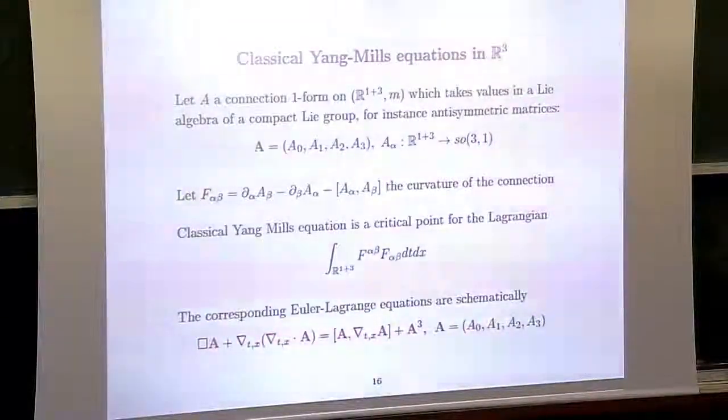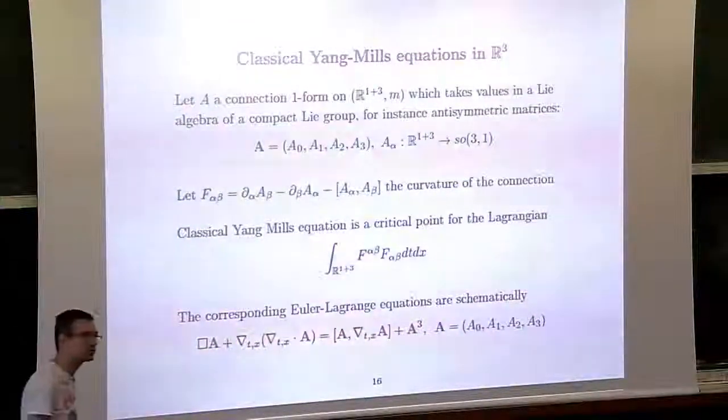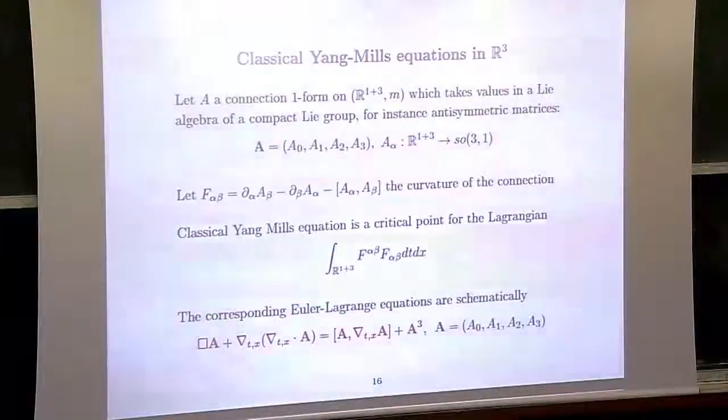Here, let me make several remarks about this equation. First of all, you have a nice wave equation. This gradient of the spacetime divergence is not so nice. We'll see that this is related to the gauge invariance of the equation, and that's why you don't have a nice wave equation. This is related to gauge invariance.